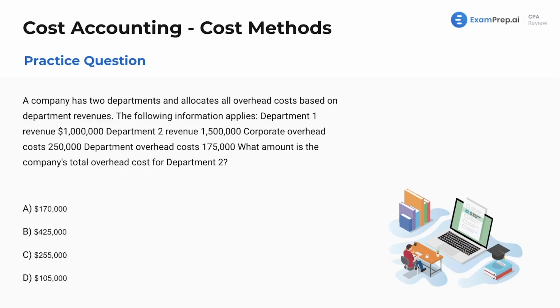Last up here, I'm going to read the question, it's not too bad. A company has 2 departments and allocates all overhead costs based on department revenues. The following information applies. Department 1 revenue is $1 million. Department 2 revenue is $1.5 million. Corporate overhead costs $250,000. Department overhead costs of $175,000. What amount is the company's total overhead cost for Department 2?